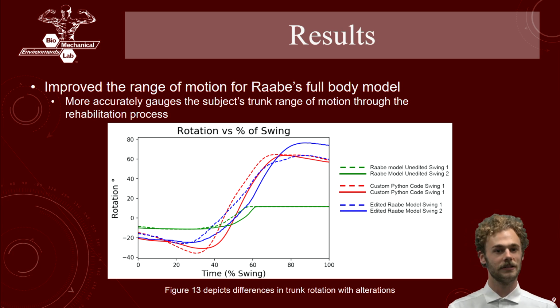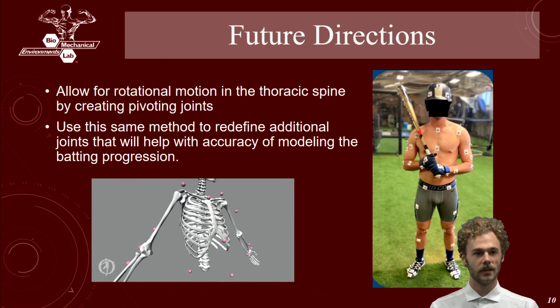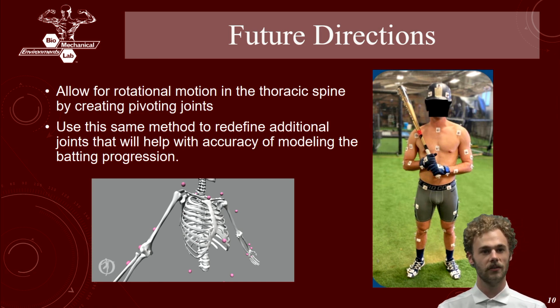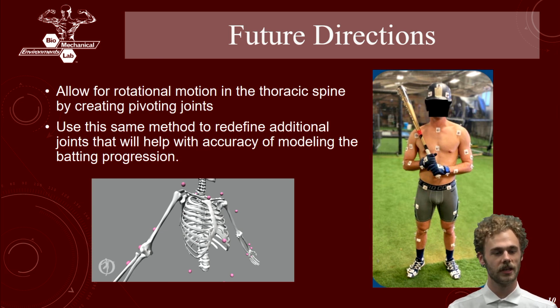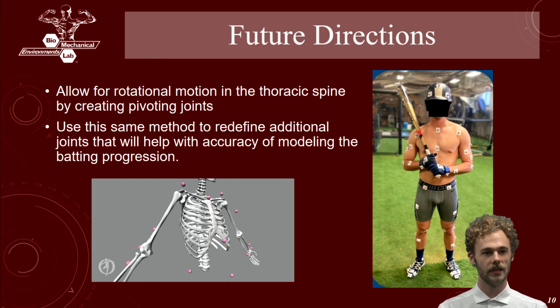Nonetheless, there is still more progress that could be made for this model. So we need to confirm that the additional data sets and proper scaling of the models confirms the improvements, as well as determine any root causes of any discrepancies that arise. In future projects, we could also work to define joints for the individual thoracic vertebrae instead of fusing them together the same way both models did. This will gain us a more accurate representation of the swing motion. Finally, we can use the same method of redefining joints to optimize additional joints in the body. This will also help with the accuracy of the model and the batting progression.